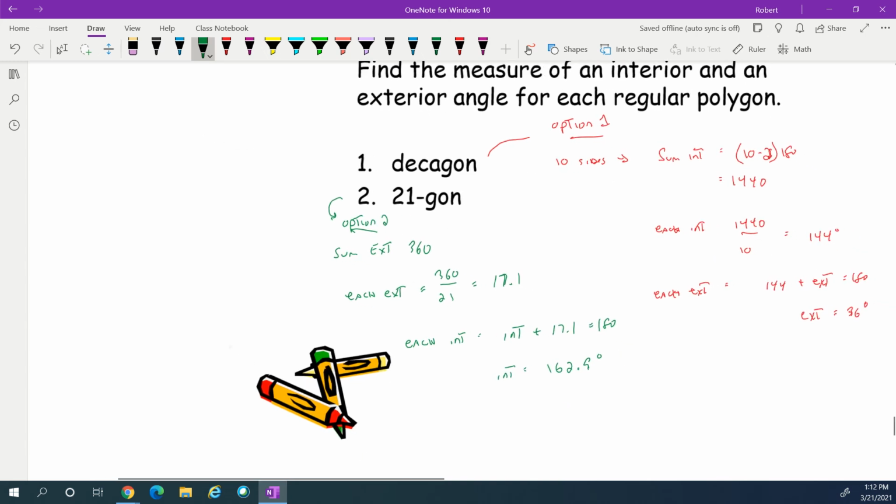So it's the same 3 steps, except if we start with exterior, we don't have to calculate it. By definition, or by rule, it is 360 degrees.